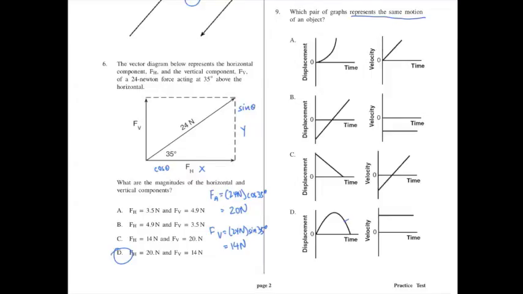Number 9, which pair of graphs represents the same motion? This can be tricky. So the thing is to just write out the motion of each motion graph. And if you look at choice A, both already show positive acceleration. So that is our answer, but it doesn't hurt to look at the others.